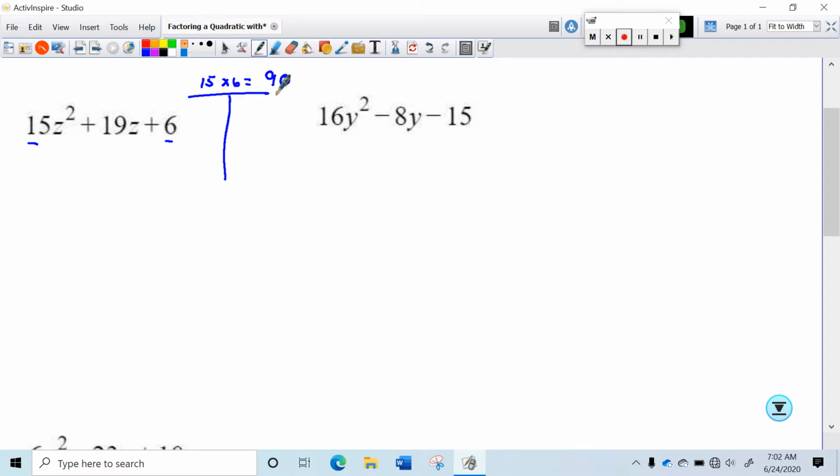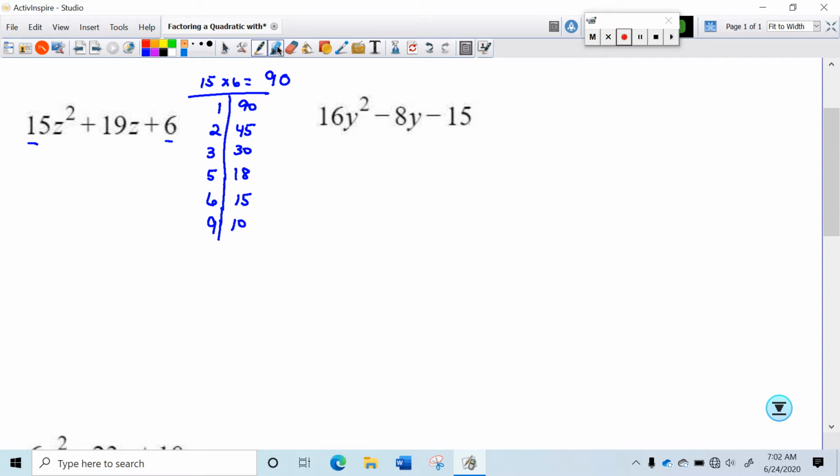Now I want the factors of 90, so I start dividing. 90 divided by 1 is 90. 90 divided by 2 is 45. 90 divided by 3 is 30. 4 doesn't work. 5. 90 divided by 5 is 18. 90 divided by 6 is 15. 7 doesn't work. 8 doesn't work. 90 divided by 9 is 10. And we've already got 10. So once you start repeating, you're done doing your division.